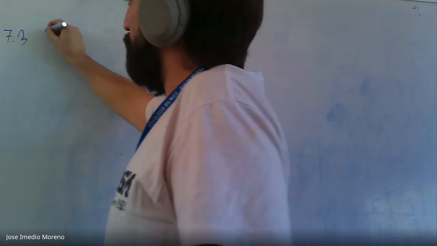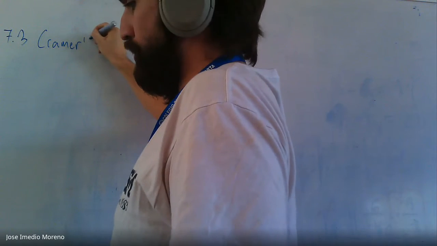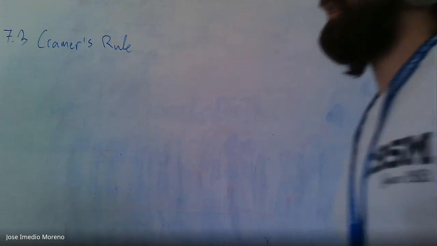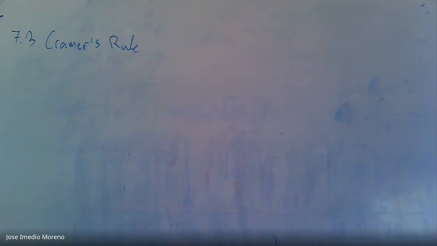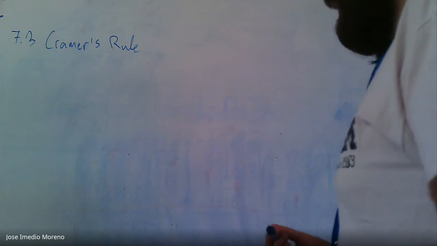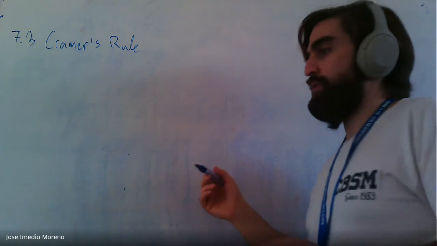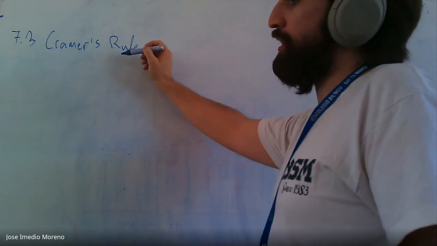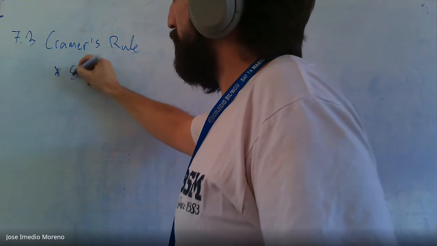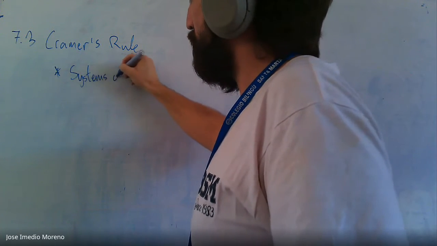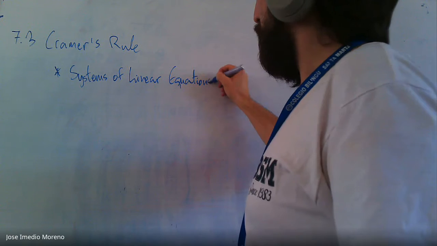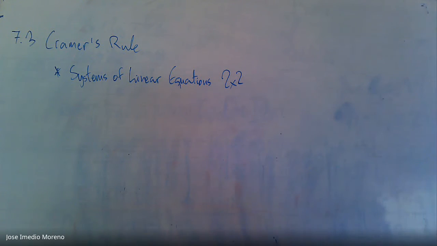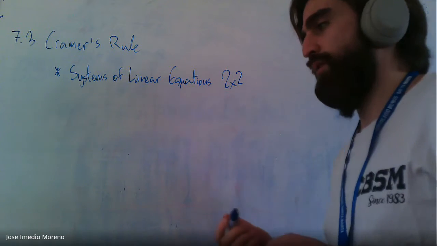Okay, so we will continue with 7.3, which was Cramer's rule. What we're going to learn today is the Cramer's rule itself. Yesterday we talked about matrices and determinants, and today we're going to talk about how to use Cramer's rule to solve systems of linear equations, in this case 2 by 2. That means two equations in two variables.